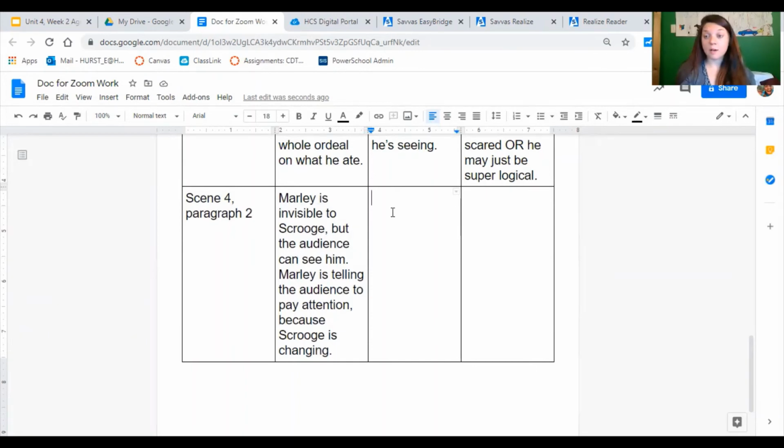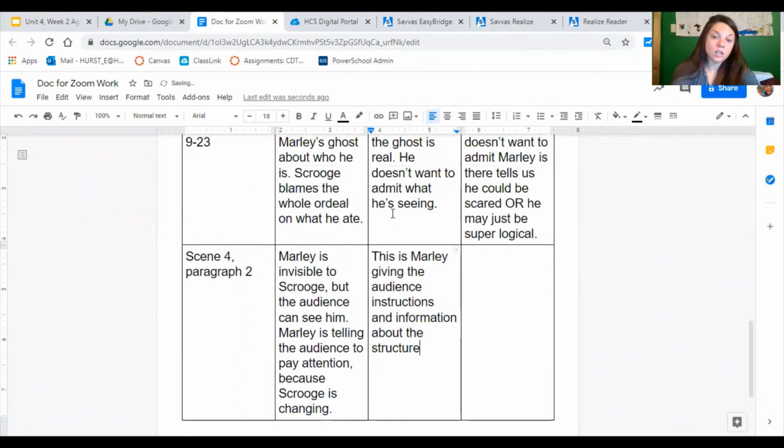Now I want you to think about what we can infer about the meaning based on what Marley is saying literally. Pause me while you do that. Okay, so this is Marley giving the audience instructions and information about the structure because it's getting complicated. That's what I think we can infer there. He's saying this is important for you to know.